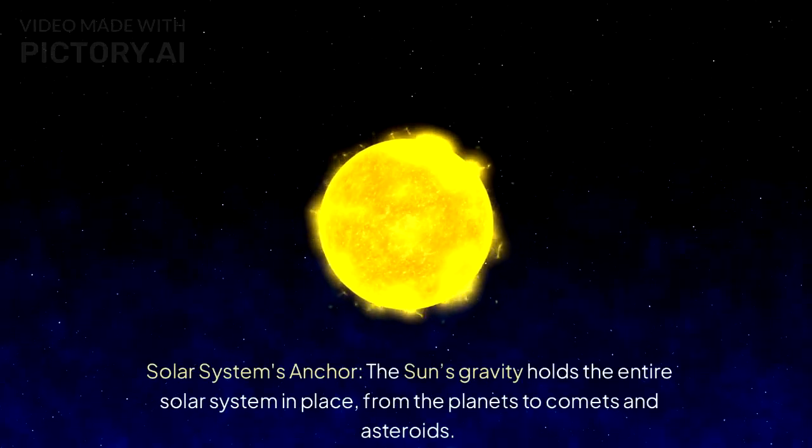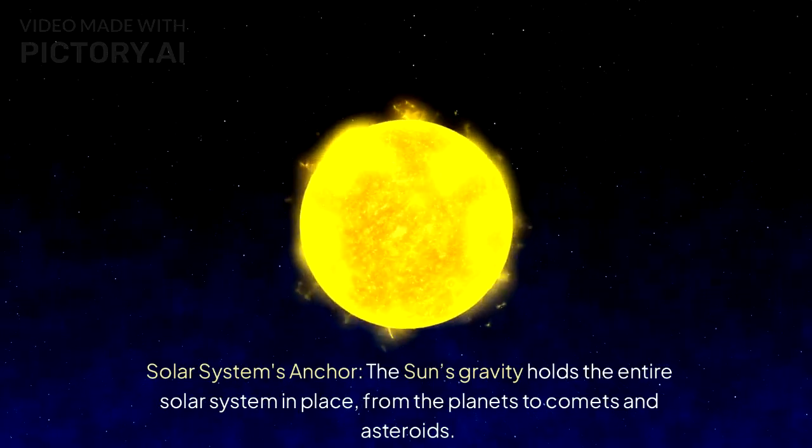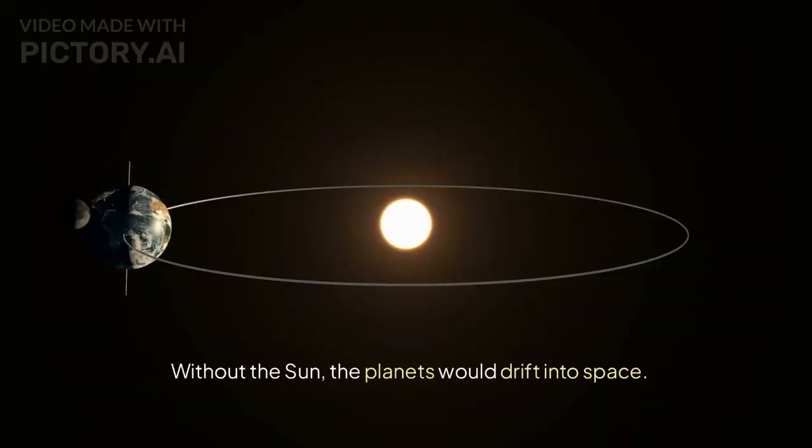Solar System's anchor. The Sun's gravity holds the entire solar system in place, from the planets to comets and asteroids. Without the Sun, the planets would drift into space.